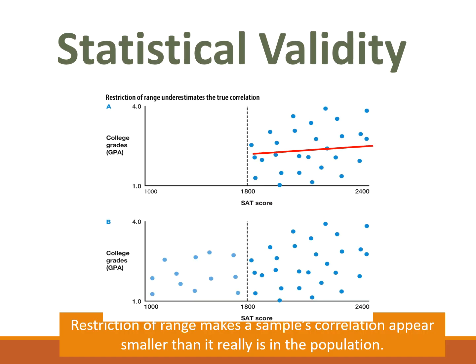So again, taking a look at this, if we actually looked at SAT scores, only those that had 180 or higher on their college GPA, I'd actually find a relatively weak relationship. But if I included people whose SAT scores were lower, I'd actually find a stronger relationship. Not a strong relationship, but a stronger relationship.